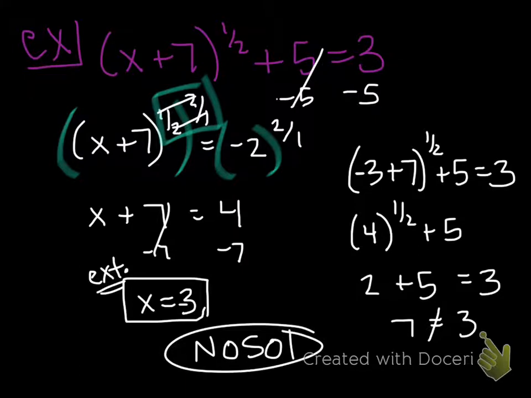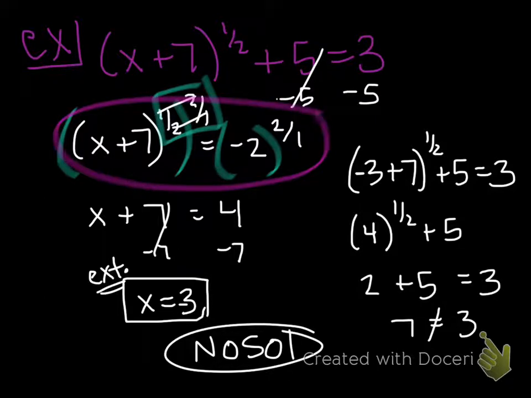So we would label this as an extraneous solution, which means the answer to this problem is actually no solution. Now, you could have figured that out at this step right here. When I'm square rooting a number, I will never be able to get a negative value. So if I ever have a square root or 1/2 power involved and it's equal to a negative, the answer is automatically going to be no solution.